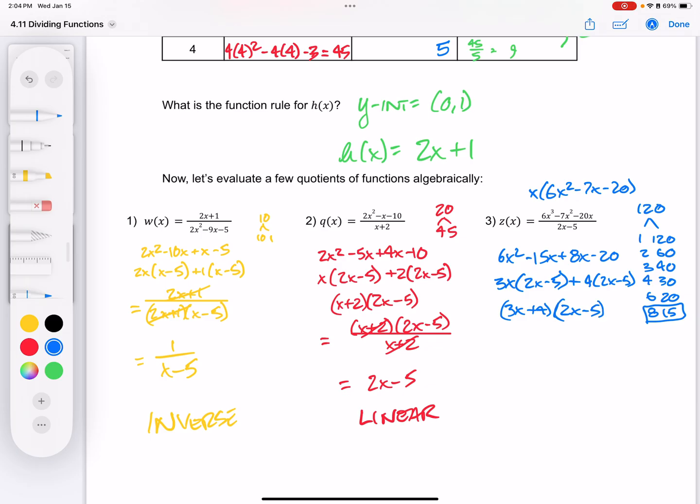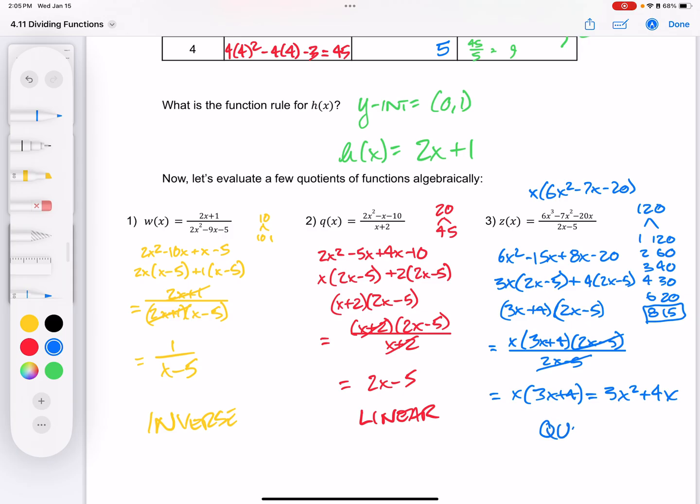Again, something factors. And recall, we should check every time. 3 times 2 is 6. 4 times 5 is 20. I've got plus 8 minus 15. That gives me minus 7. So this one is actually equal to x times 3x plus 4 times 2x minus 5, all over 2x minus 5. So the 2x minus 5s cancel. This becomes x times 3x plus 4, which is 3x squared plus 4x.